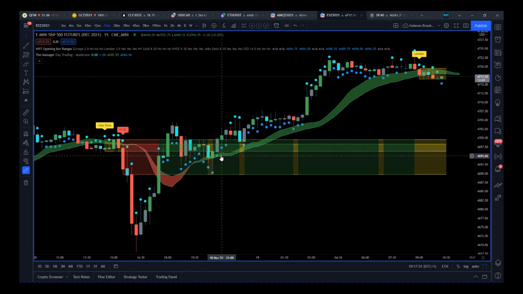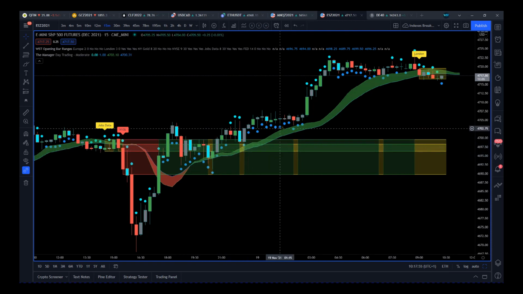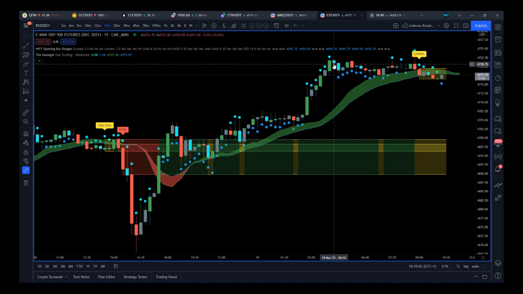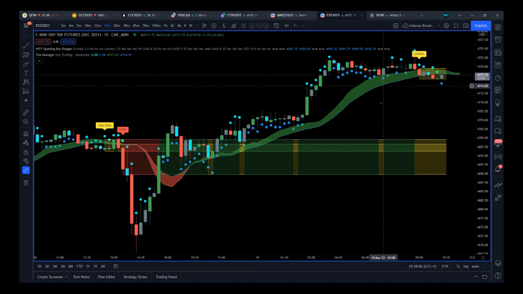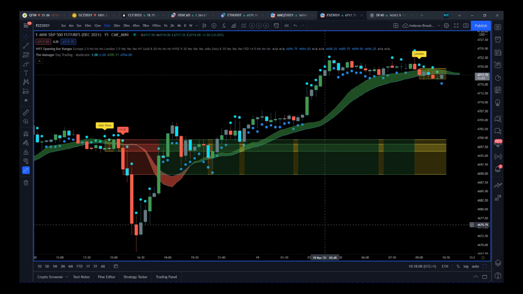The cloud for the manager starts to turn to green and it starts to move apart. We get some moves up, we pull back down again, it's lower than average volume, we get higher than average volume, moves up again, and this was a great trade into the close or overnight. And just using the xBrat opening range trading indicator.